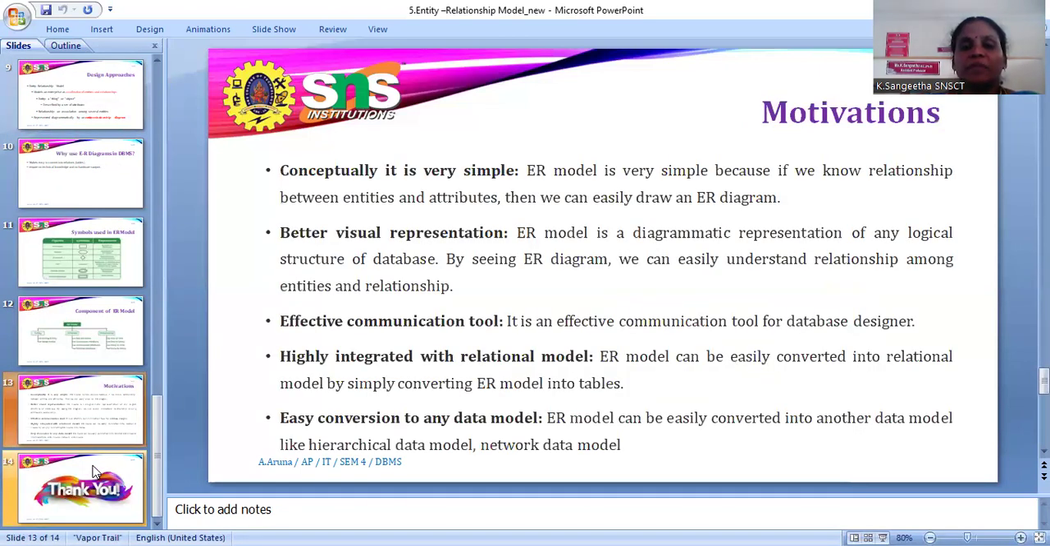The motivation behind conceptual database design is that it is very simple, it provides a visible representation, and it is a very effective communication tool. It is highly integrated with the relational model, so there is easy conversion to any data model.